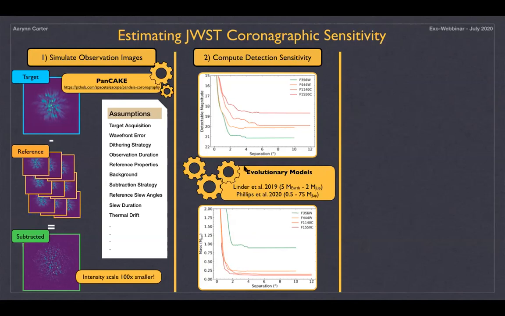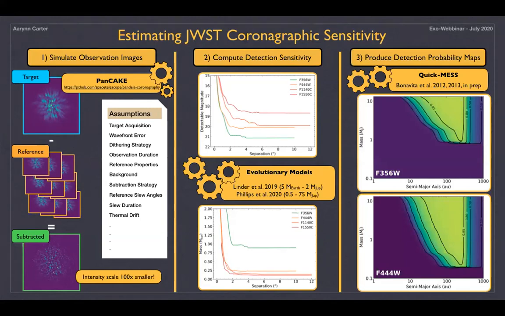So with that, we're still in separation in arcseconds. Let's convert that to semi-major axis, this actual physical separation, because you can't just do a straight conversion, because a planet at, let's say, 100 AU will occupy a range of different angular separations depending on its orbital characteristics such as eccentricity or the inclination of the system itself. So what I did is I got the help of Mariangela Bonavita, and she used her QuickMass code to produce what we call completeness maps or detection probability maps.